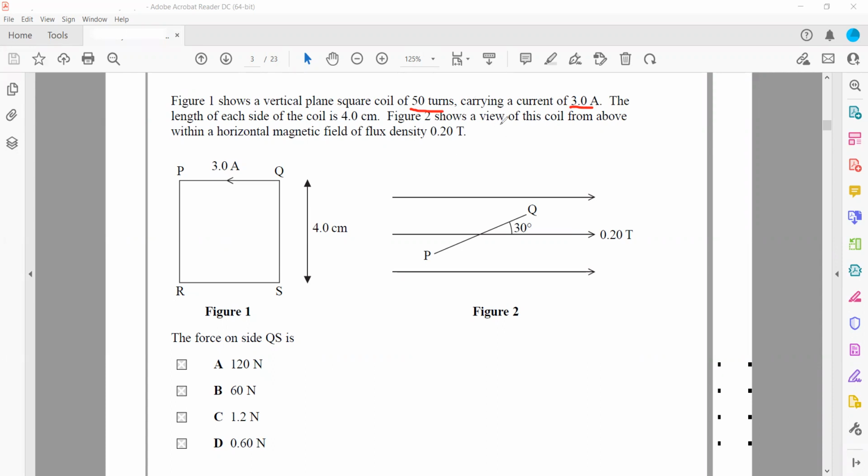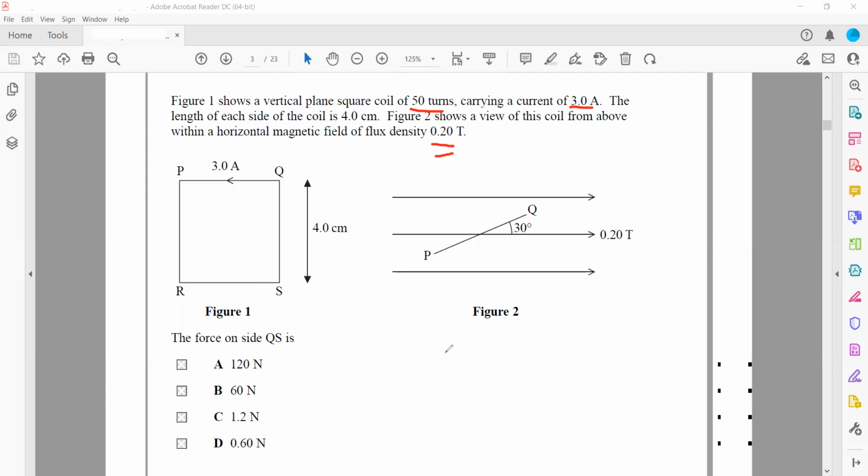Figure 2 shows the view of the coil from above, like looking from the top, with a horizontal magnetic flux density, or strength of magnetic field, of 0.20 Tesla. So what is the force on sides Q and S?